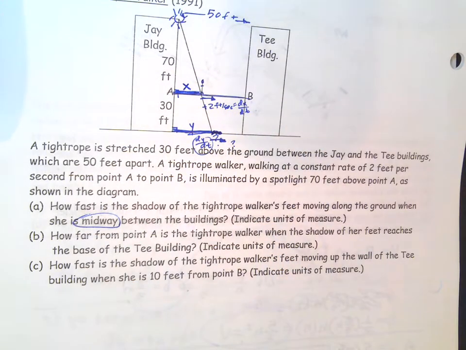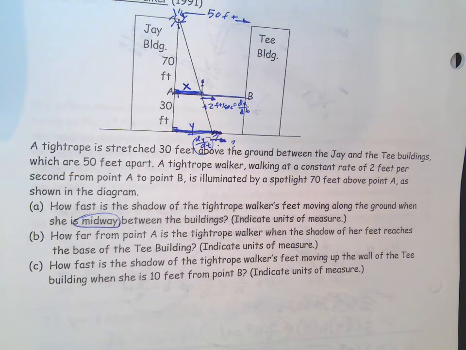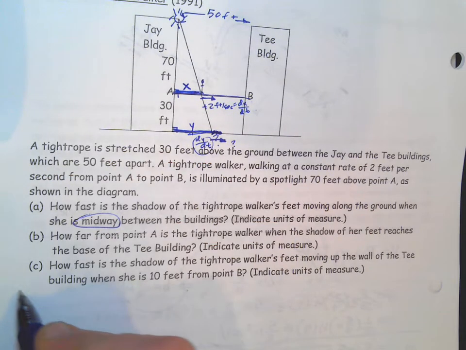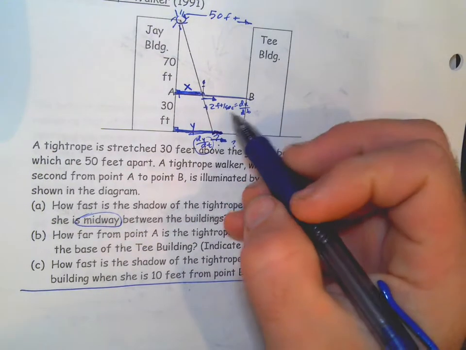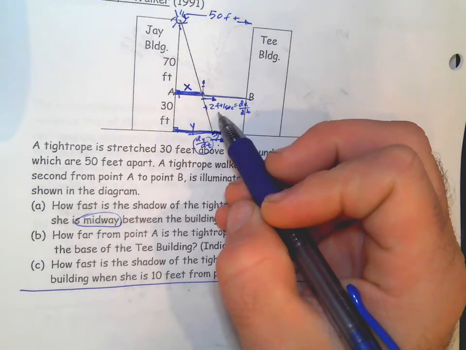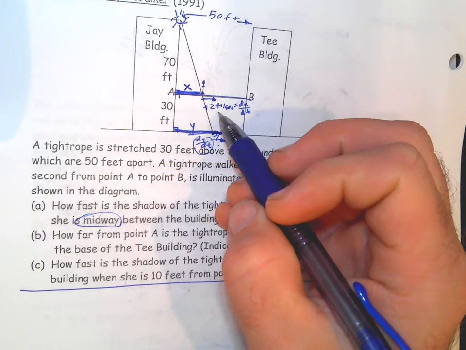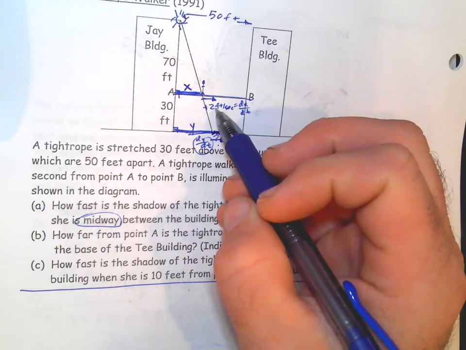So on part A, it says, how fast is the shadow of the tightrope walker's feet moving along the ground when she's midway between buildings? Indicate units of measurement. So how fast is the tightrope walker moving? We had to create some variables to associate with the rate they gave us and the rate we're trying to find. So we have this rate, so we put a variable here.